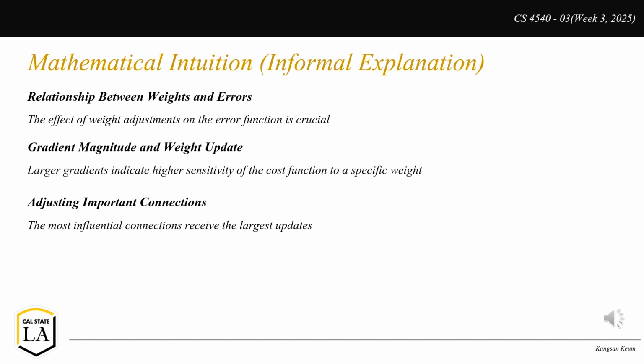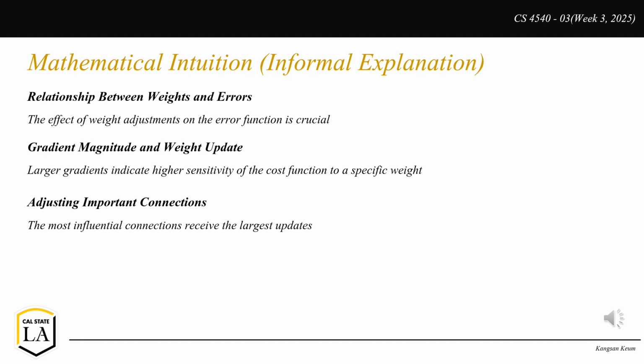Mathematically, we calculate gradients for each weight. These gradients tell us how sensitive the cost function is to a particular weight, and how much a small change in the weight will affect the overall error. Key insights from this process include, first, larger gradients mean a weight has a bigger impact on the error. These weights require larger updates. Otherwise, smaller gradients mean a weight has a minor effect. Adjustment will be smaller. By continuously fine-tuning the most influential connections in the network, backpropagation ensures that training progresses efficiently.